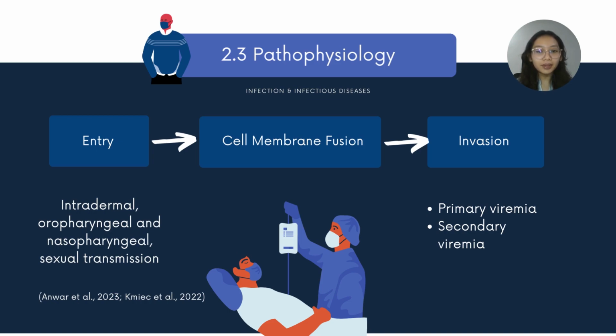Monkeypox can spread throughout the host after evading the host immune system. During primary viremia, the virus spreads to local lymph nodes, causing lymphadenopathy. Then monkeypox can spread to the circulation and infect other organs, causing secondary viremia.